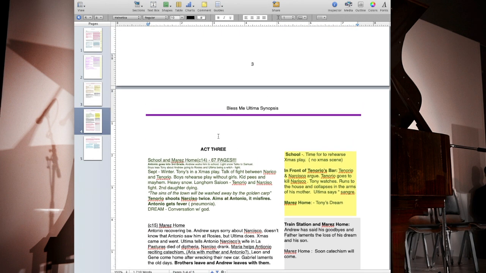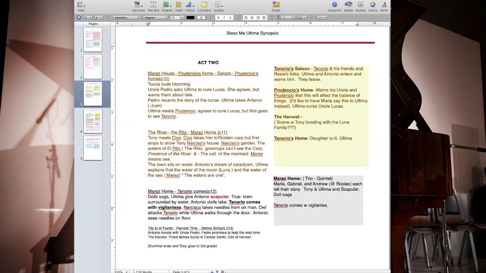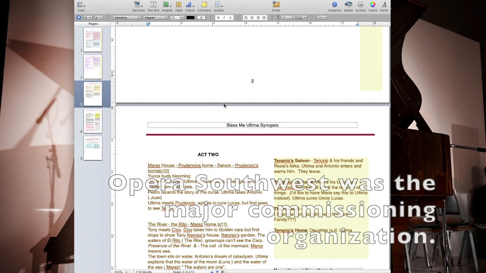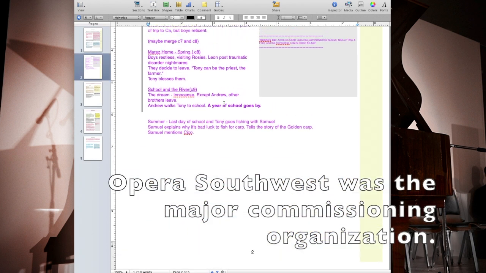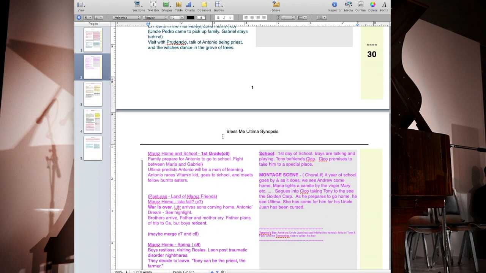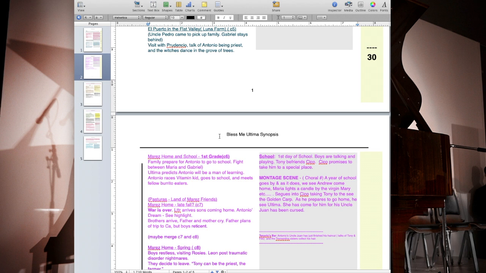And one of the directions I got from Tony Zaccanella, who's the executive director at Opera Southwest, was, he said, Hector, make it under 2 hours. Well, obviously, this was going to be longer than 2 hours. But I wanted to really capture as much as I could in the novel. And that was my first concern.